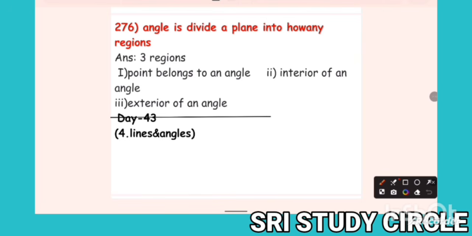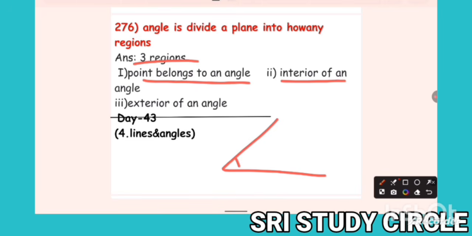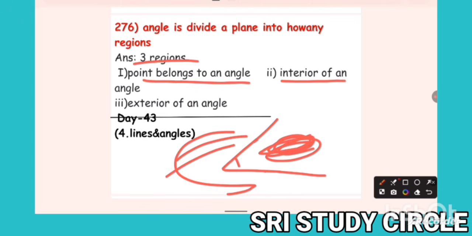An angle divides a plane into how many regions? 3 regions. Point belongs to angle, interior of an angle, exterior of an angle. Suppose this is the angle. Point belongs to angle means on it. Interior means this portion. Exterior means extend this one. So interior, exterior, on the line.